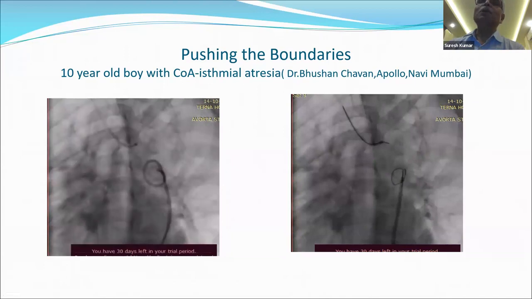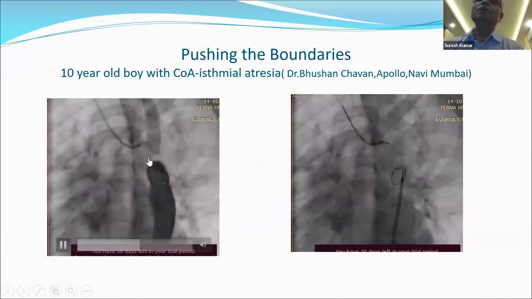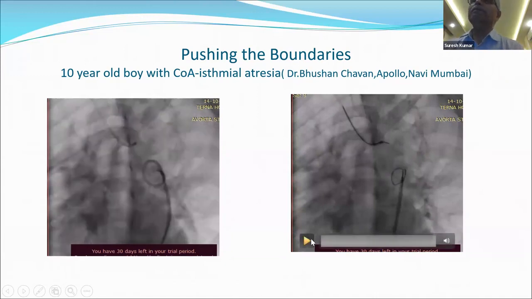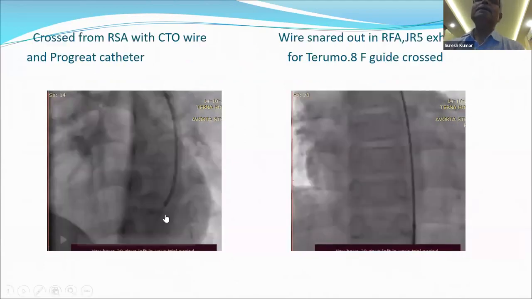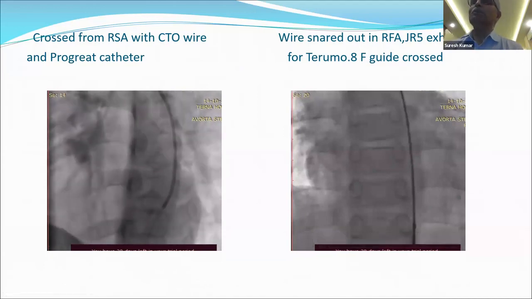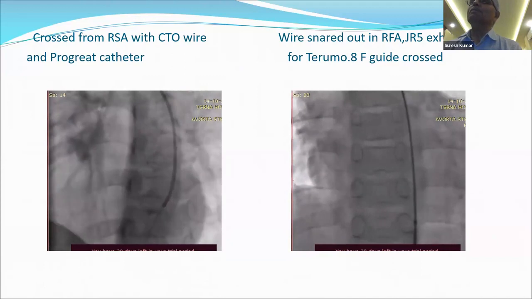So what Bhushan did, he could not cross from below. The pigtail outlines the seemingly blind part of the aorta. So he went from the subclavian, crossed with a CTO wire. He is trying to cross with a CTO wire, and followed it up with a prograde catheter. Then got a thermo wire, exteriorized the wire from below, and then got a guiding catheter across the coarctation from below. You'll see it in this image. The guiding catheter is coming up from below.